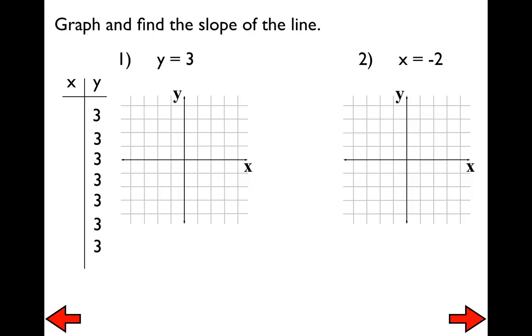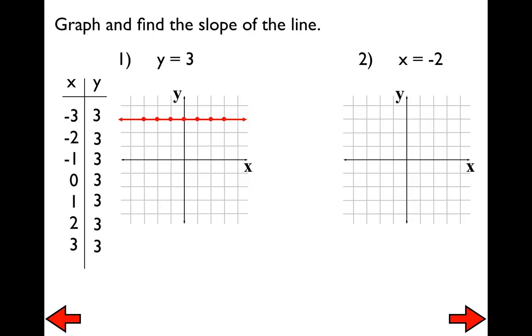No matter what, I can put any value I want for x, because it could be anything. So I'm going to go from -3 all the way to +3. Now I'm going to plot these points onto my graph. And notice here, I end up with a horizontal line.